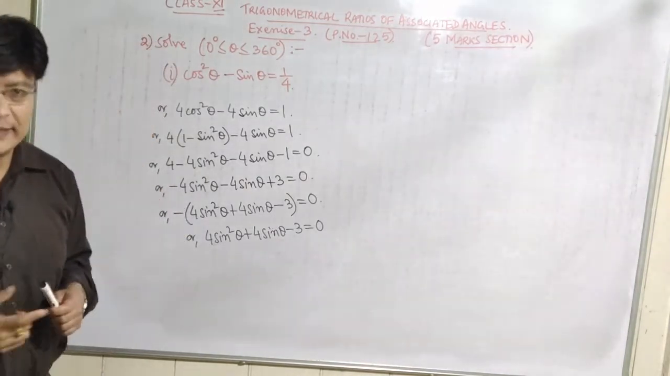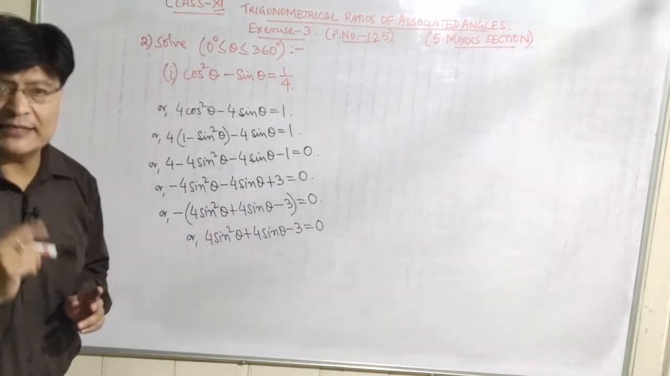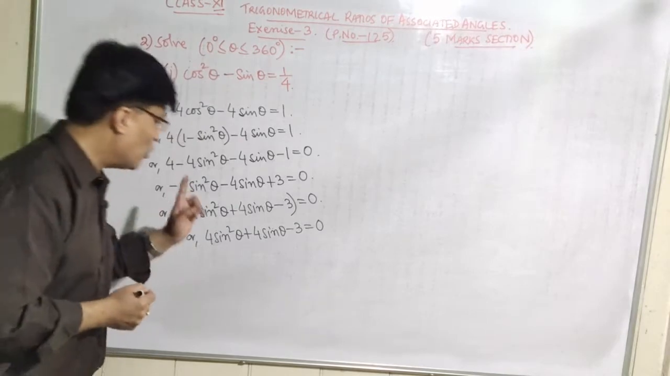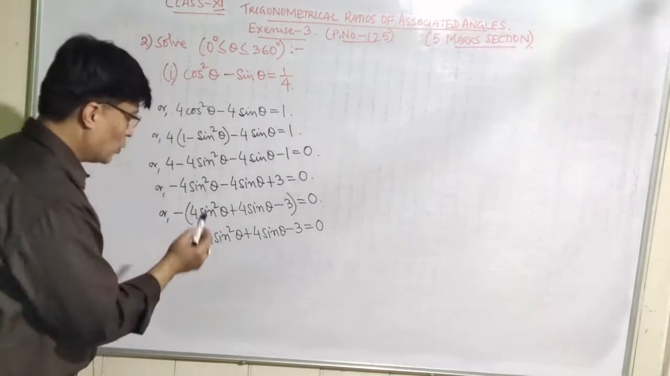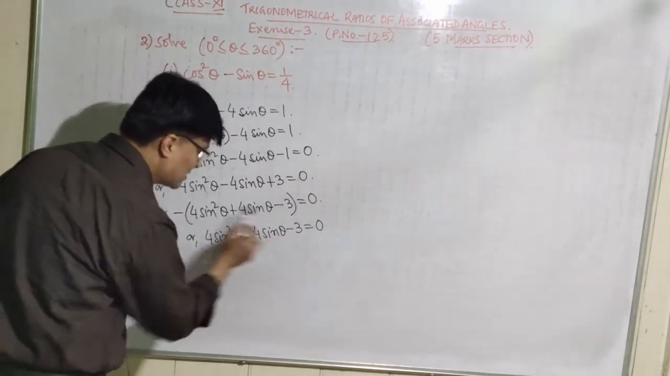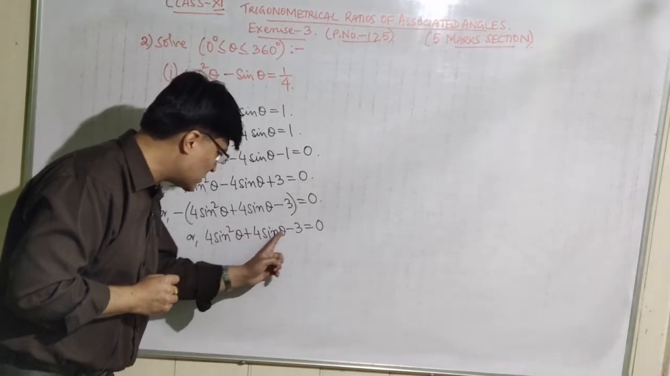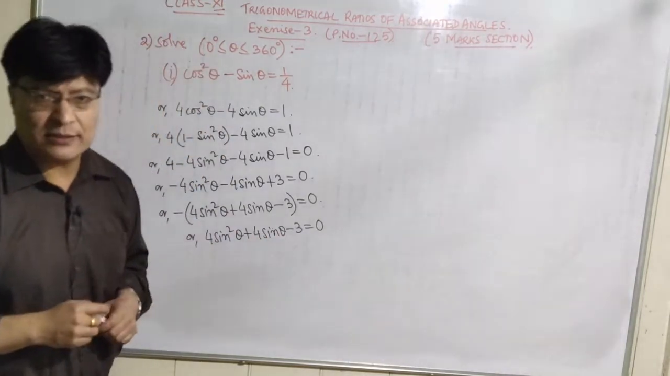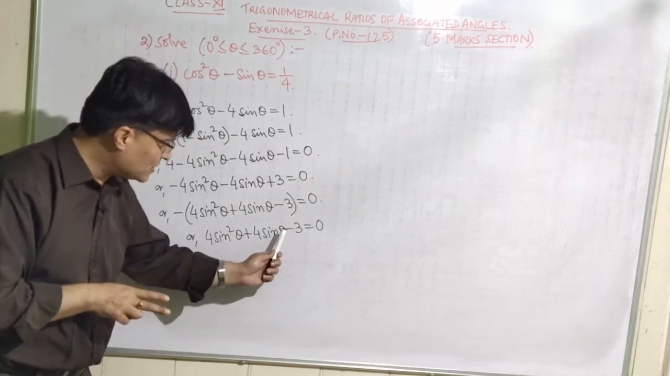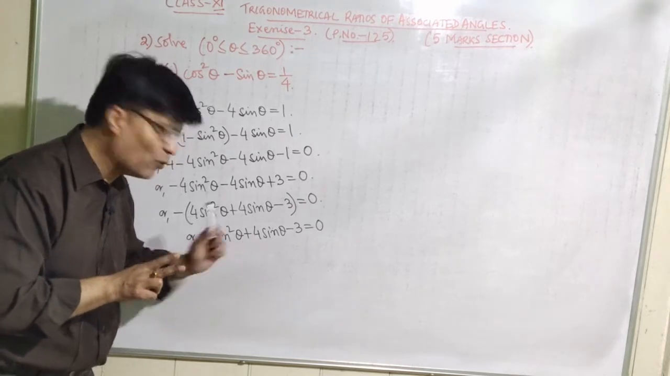Now let us factorize it. We can factorize this left hand side expression by middle term breaking. So how can you break this middle term? What is the coefficient of sin theta here? 4. And this is 4 into minus 3, minus 12. So you have to break this coefficient of sin theta, 4, in such a way that if you multiply those two numbers, you should get 12. And since there is minus sign here, if you subtract those two numbers, you should get 4.